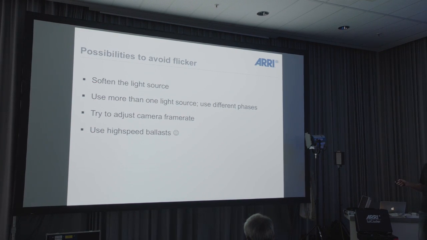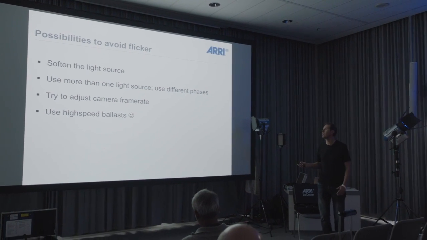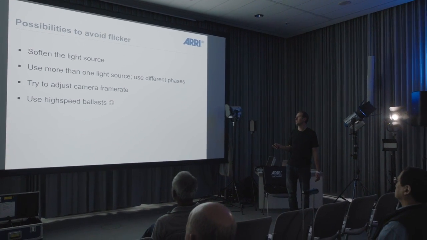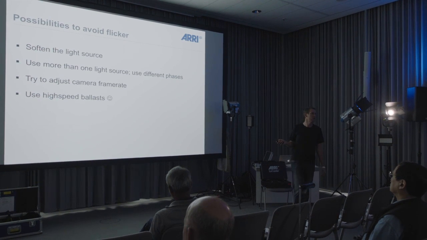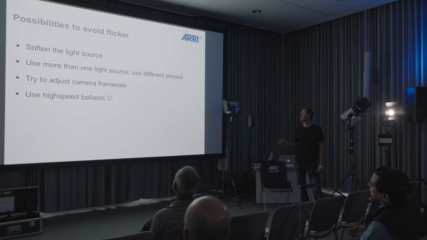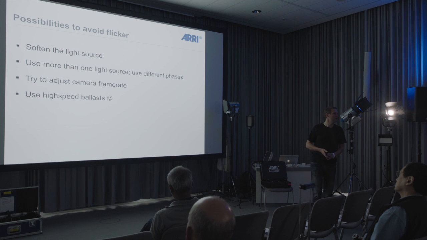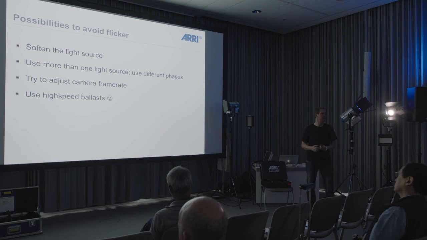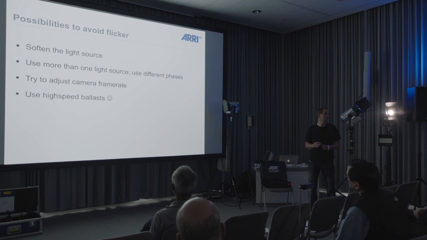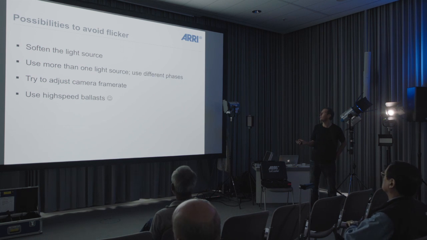One thing you could do is soften your light source. If you have a bigger light source, then it's always better, and there's always a better chance to avoid any flicker. So use a big light source. Use more than one light source. Use different fixtures: don't use a 9K, for example, as your only light source, use maybe three 4Ks or something like this, so you will have less problem with flicker.